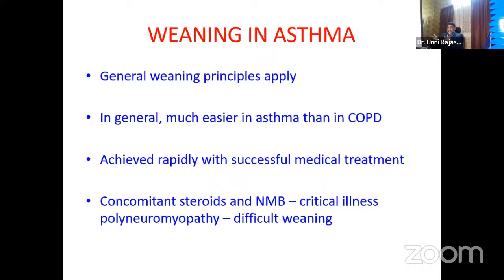So this is the baby lung concept. If the baby can walk, the child will walk automatically. In the same way in asthma, once you take care of the inflammation and once you take care of the bronchospasm, it will be a road to recovery for our patient. At the same time, we need to understand the concomitant steroid use and neuromuscular blocker use in our ICU patients, with the hazards of critical illness polyneuropathy, which can hamper the weaning process as well.